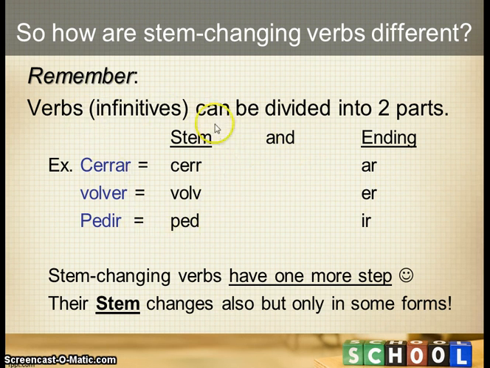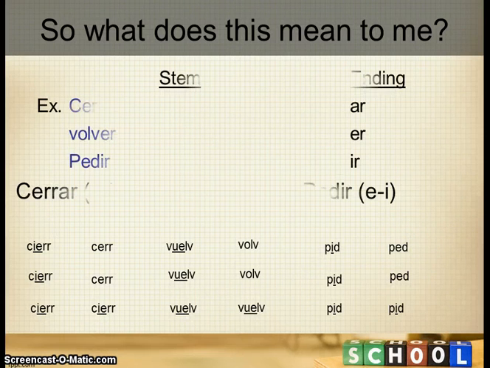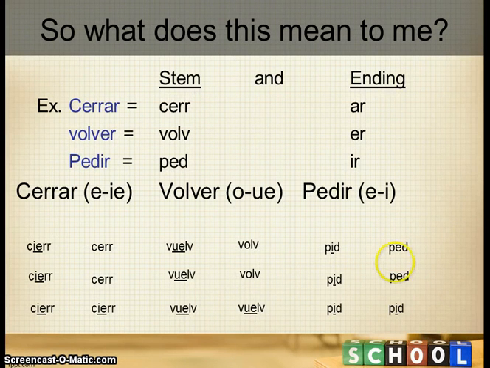That means looking at the stem, there's going to be an extra step involved that we have to do for stem changing verbs. And that's why they're called stem changing verbs, because their stem changes. So what does that mean to me? If you look again, we're going to take our example here of cerrar and divide it into the two sections again. So we see that CERR is the stem and AR is the ending. You can do that with all of our verbs.